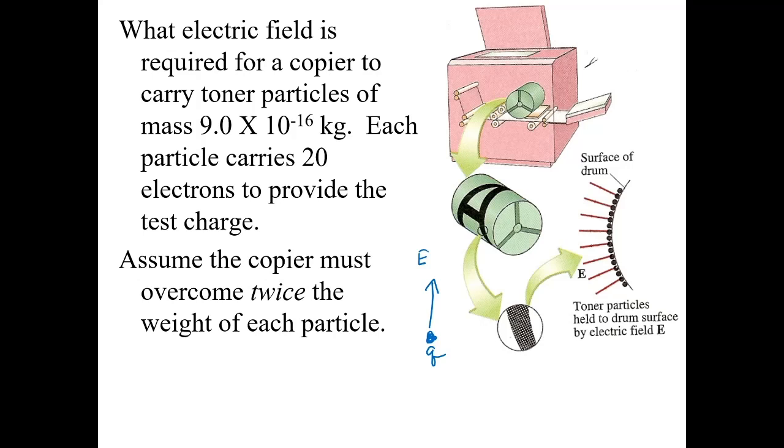Each particle carries 20 electrons. So just to remind ourselves, what that's going to mean is the charge will be 20 times the charge of an electron, which if we remember is 1.6 times 10 to the minus 19th coulombs. And I have all this on the next slide, so don't worry if I'm going too fast. But they're saying the copier has to overcome twice the weight of the particle, I guess, to pick it up.